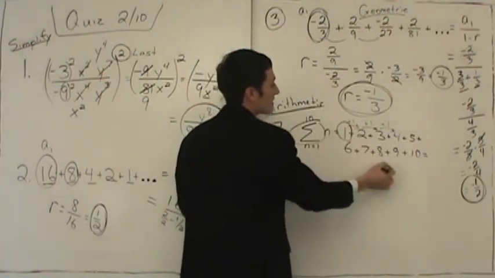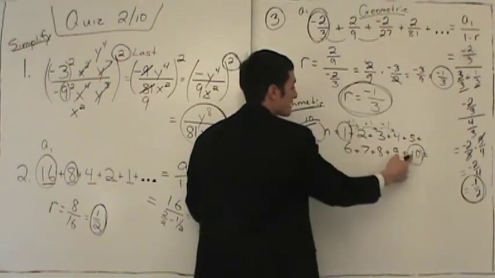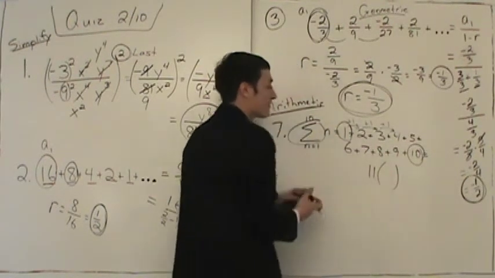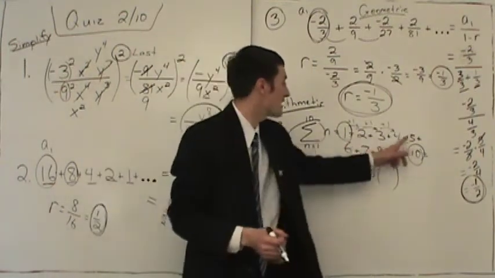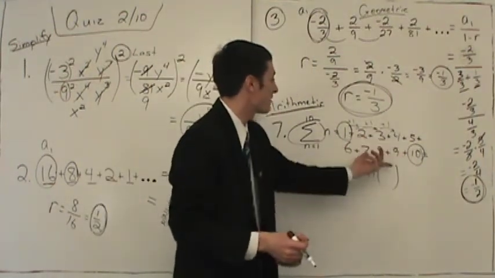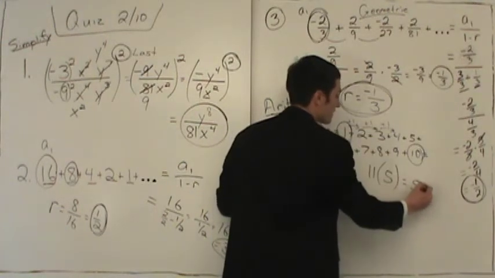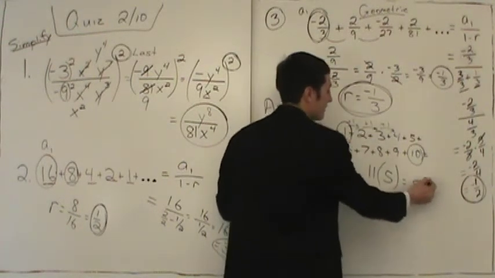If it's arithmetic, add the first number and the last number. 1 plus 10 is 11. And multiply by half the number of numbers that you have. Since there are 10 numbers, we multiply by half of 10, which is 5. We get 11 times 5 is 55. If we add this up, we end up with 55.